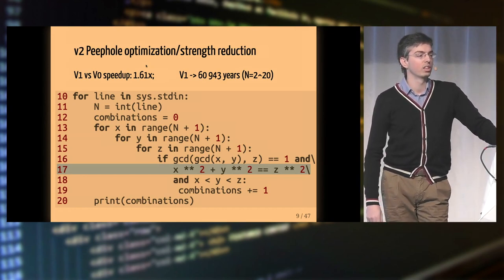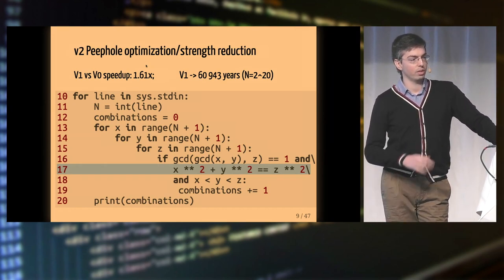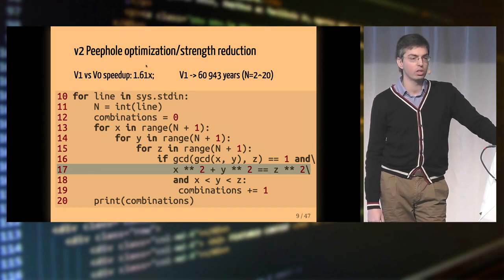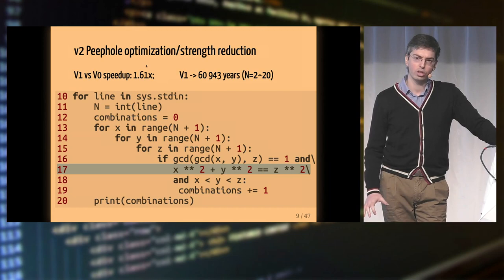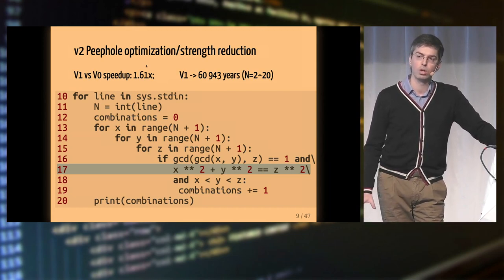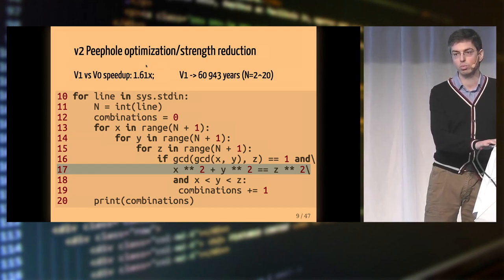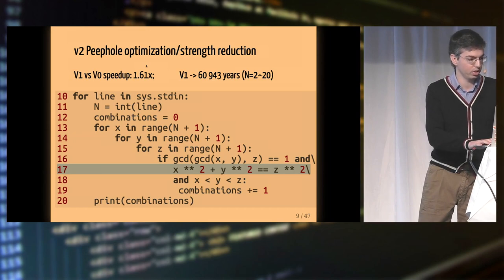1.61, that's good. The next optimization is called peephole optimization, and it's very similar to strength reduction. So this consists of taking a function that's very generic and using a more specific one that does the same job for the specific problem we have in mind. And of course, this newer function will be faster. Otherwise, why would we change it?